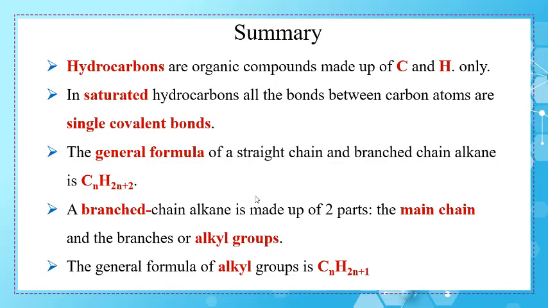Now, as a summary, we studied in this lesson that hydrocarbons are organic compounds made up of carbon and hydrogen only, and that in saturated hydrocarbons all the bonds between carbon atoms are single covalent bonds. The general formula of a straight chain and a branched chain alkane is CnH2n+2 for both. A branched chain alkane is made up of two parts, the main chain and the branches or alkyl groups, and the general formula of alkyl groups is CnH2n+1. Of course, you have to memorize the names of the first 10 alkanes and the names of the alkyl groups.